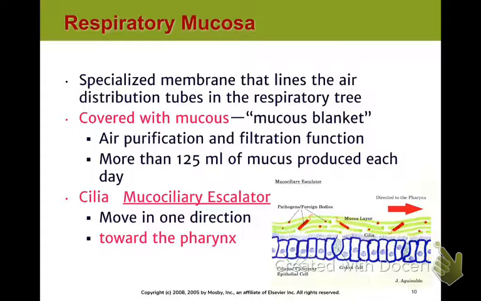The respiratory mucosa, this is the cells that make up the lining of the trachea and the bronchi and the bronchioles. And you have special stratified squamous epithelium, or pseudostratified rather. So it's the pseudostratified.